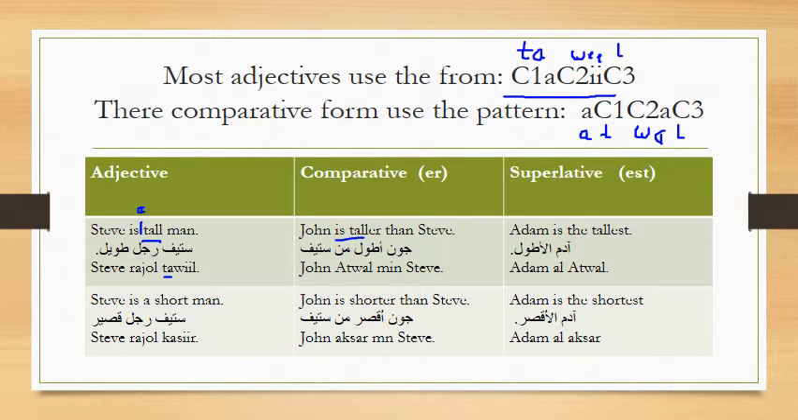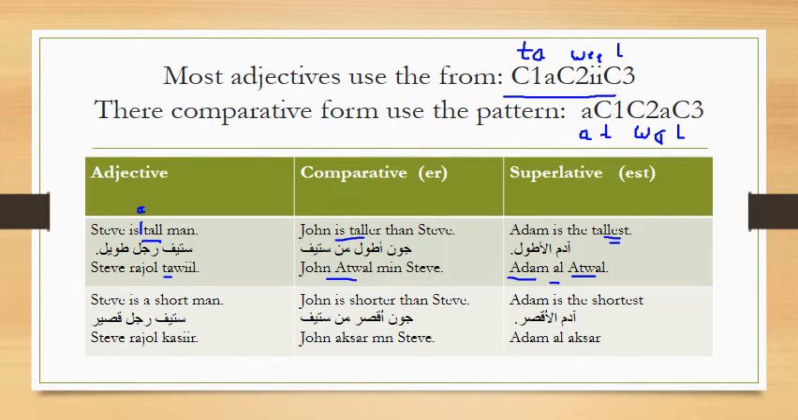Adam is the tallest. Here I added EST. All I'm going to do is, here we have أطول, only add to it L. Adam الأطول. So here we compared how tall the two people are using comparative and superlative adjectives.